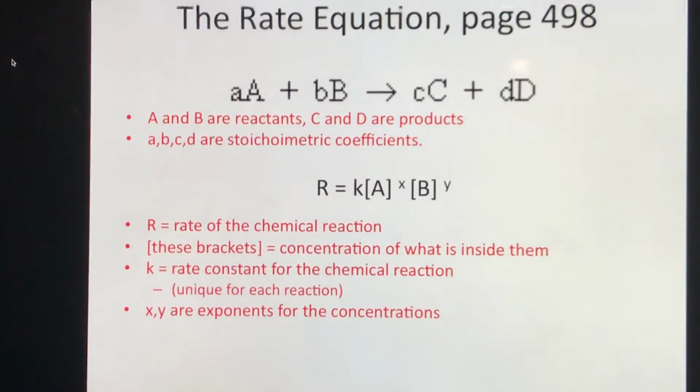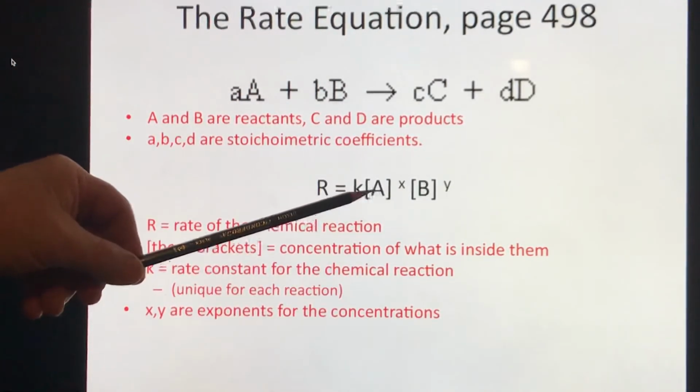All right, so let's look at the rate equation. And in this model, it starts out with the capital letters A, B, C, and D. The A and B, these capital ones, are representing the reactants, and the capital C and D are representing the products. And the lowercase a, b, c, and d are representing the stoichiometric coefficients, so they'd be like the numbers before the elements.